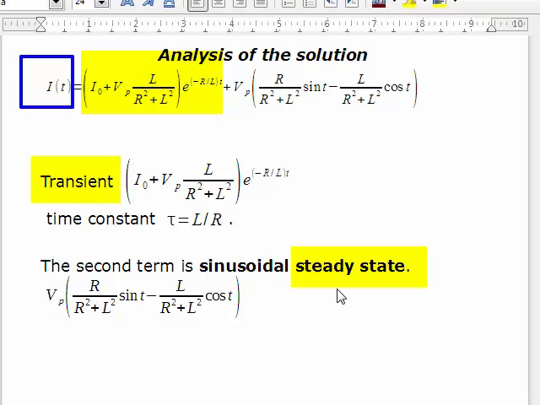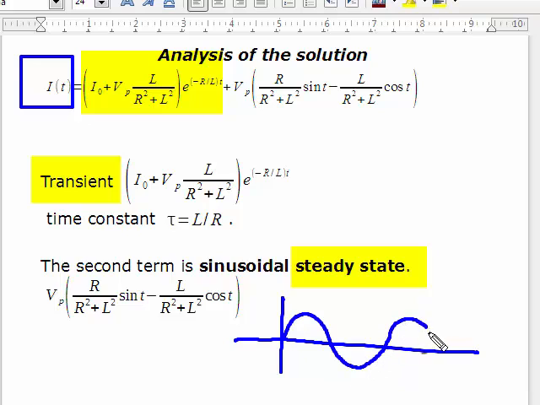And what this means is, let me sort of do a graph of it. Here would be the steady state term, which is sort of a combination of sine and cosine waves, poorly drawn here, of course. And this is current, and this is time. The transient solution is some sort of decaying curve. Well, it'll have to start at 1. Actually, it starts at this value, and it's decaying to 0.